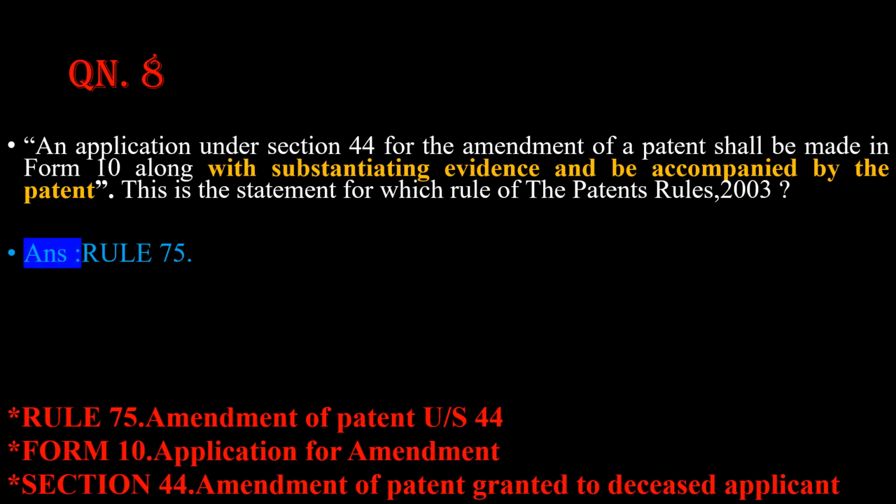Fine. Question number 8. An application under section 44 for the amendment of a patent shall be made in form 10 along with substantiating evidence and be accompanied by the patent. This is the statement for which rule of the Patents Rules 2003? The answer is rule number 75. So please refer to rule number 75. Also, what is form number 10? This is application for amendment. And what is section 44? That is amendment of patent granted to deceased applicant.